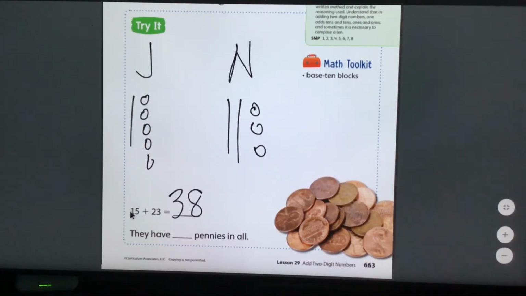Just like if you were going to add like this. 1 ten plus 2 tens, 1 plus 2 is 3. 5 ones plus 3 ones, 5 plus 3 is 8. You always could go and count them also. 10, 20, 30, 31, 32, 33, 34, 35, 36, 37, 38. You would still get to 38. They have 38 pennies in all.